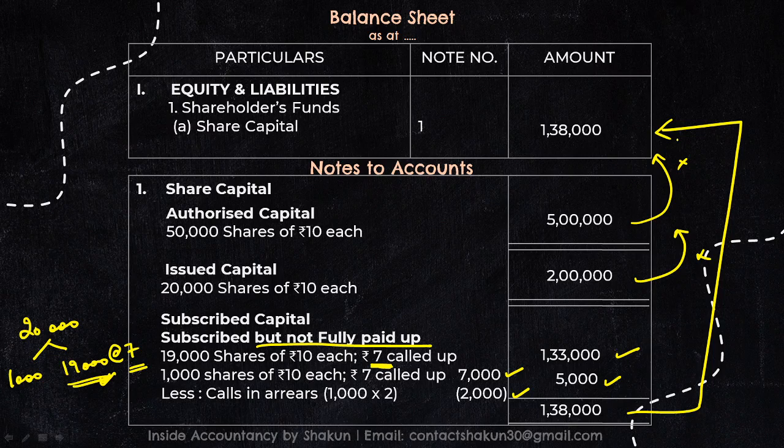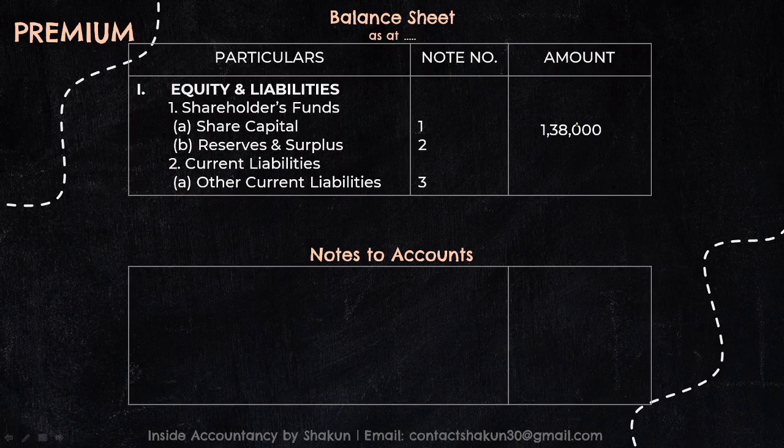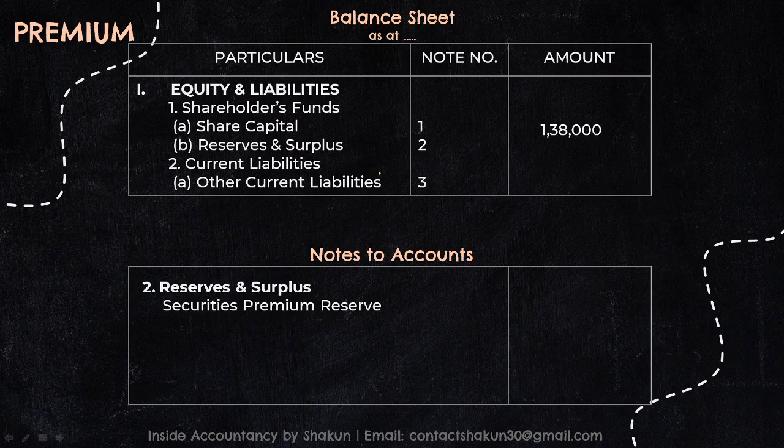So I've just made an extract of the balance sheet. We'll do it one by one. So our note number 1 is done. We've mentioned the amount. Moving on, the next part of the balance sheet is the reserves and surplus and other current liabilities. Now reserves and surplus is made because we have premium here. So under reserves and surplus, securities premium reserve will be mentioned here, that is 40,000, because premium was at the rate of 2. So 20,000 shares into 2, that is 40,000.